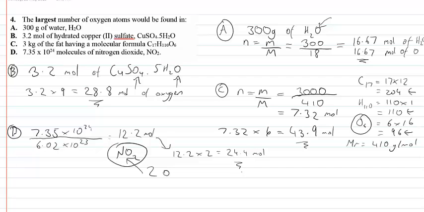So we've got our 4 solutions. In part A, there are 16.67 mole. In part B, there are 28.8 mole. In part C, there's 43.9 mole. And in part D, there's 24.4 mole. So we can see from this, part C has the greatest number of oxygen atoms.